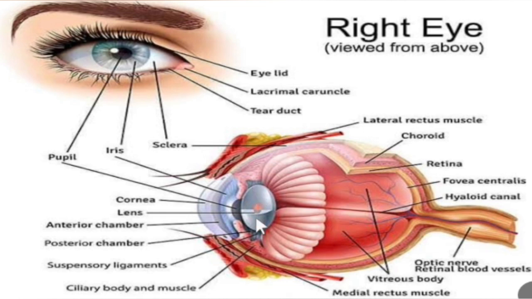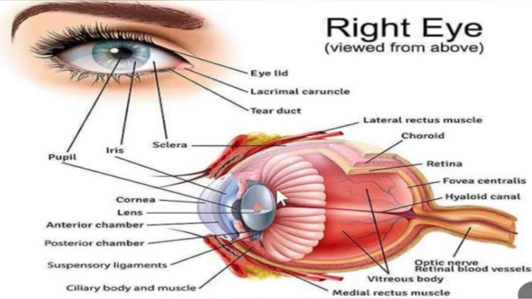Okay, so lens is a biconvex crystalline structure which is basically connected to the ciliary body with the help of suspensory ligaments, and these ciliary muscles are helping the lens to move, because lens has to adjust according to the intensity of light, its position, so that it allows the light rays to go and form the image on the retina. I hope that you understood it.